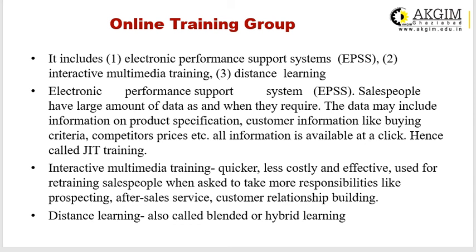Then you have the online training group. It includes electronic performance support systems, interactive multimedia training and distance learning. With an electronic performance support system, salespeople have a large amount of data, and whenever they require it, they can gather the data instead of inquiring from somebody. Because they already have the data in soft copy, they just click on it and get whatever information is required. It can be on product specification, customer information, or competitors' prices. So this is software with the help of which salespeople get instant information.